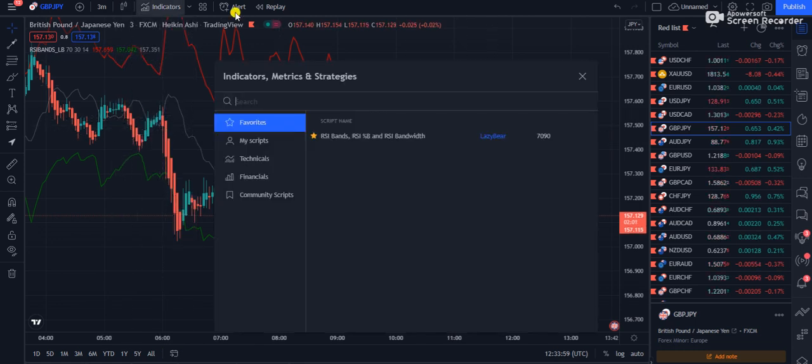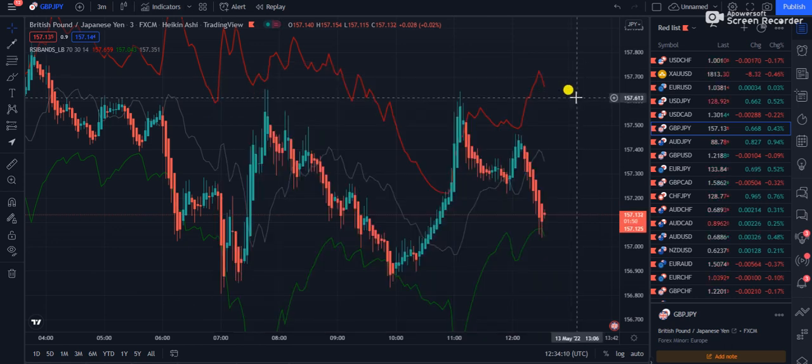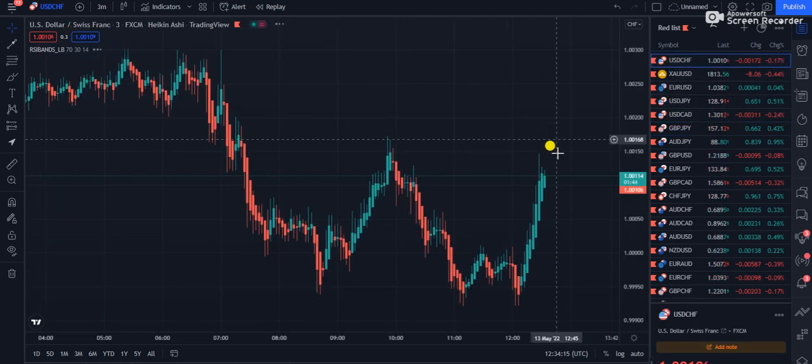The name of the indicator is RSI Bands, RSI Percent B, and RSI Bandwidth by Lazy Bear, and it has 7,090 downloads, so you can understand how many people are using it right now. Okay, so this is all about the Great Britain pound JPY. Let's have a look at the other time frames.